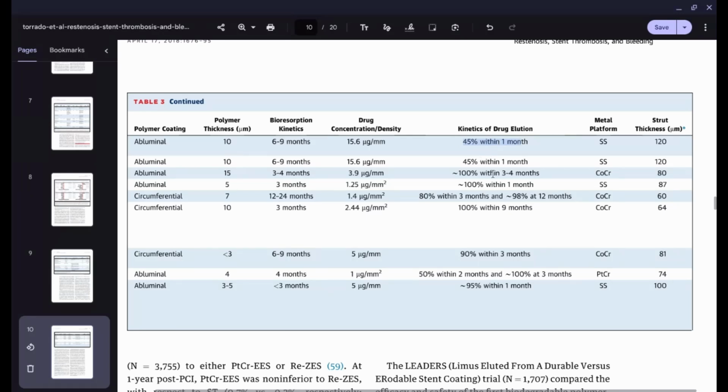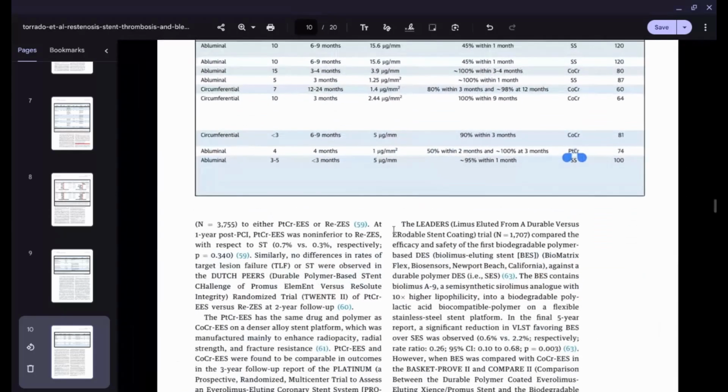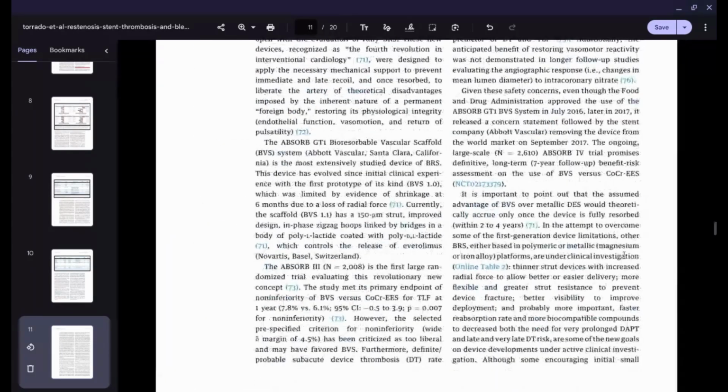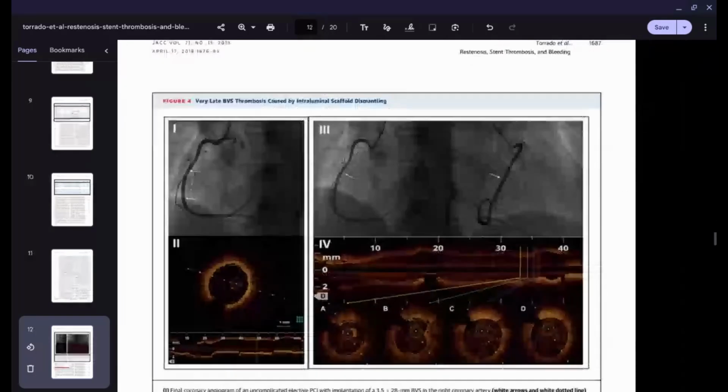About 50% in a month, and then in 6 months, in most cases, 80-90%. Metal, stainless steel, cobalt chromium, and things like that. This is platinum chromium. They have also mentioned strut thickness.